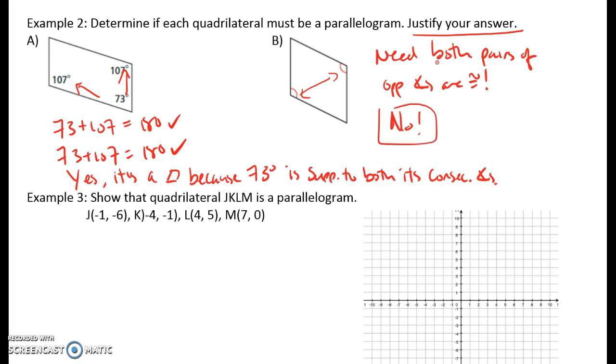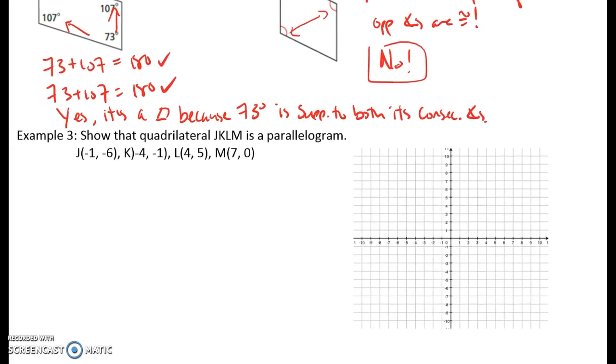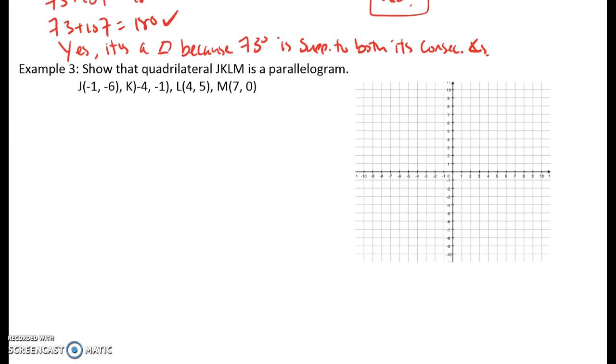All right, example 3. Show that this is a parallelogram. So now we're talking about the coordinate plane. So how would I do this on the coordinate plane? Well, let's go ahead and graph your quadrilateral first. All right, and oops, I didn't notice this parentheses was backwards, but there's my quadrilateral, and I want to know if it's a parallelogram.